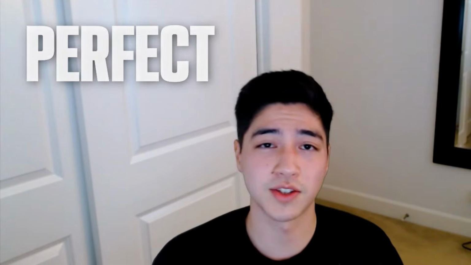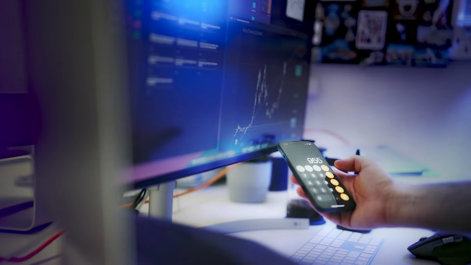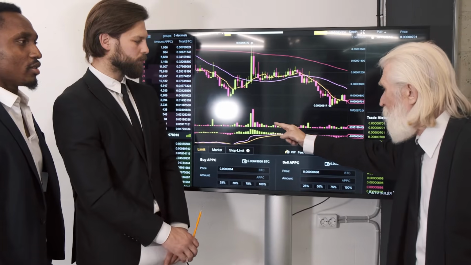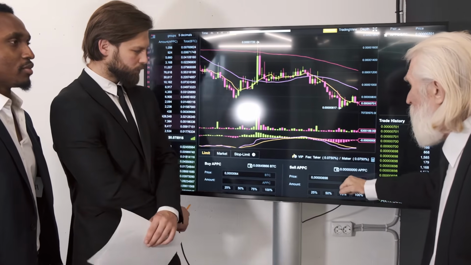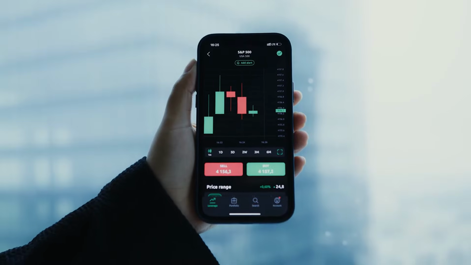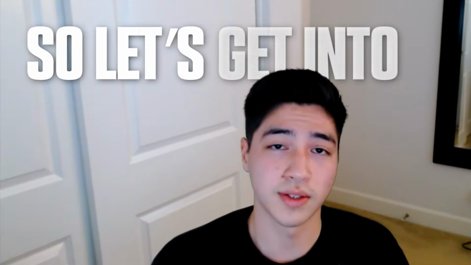I'm not saying it's a perfect strategy. I use my other strategy along with footprint, but it helps me with timing the right entry for a reversal. And after using this model for identifying the reversal, it's helped me avoid plenty of bad trades where in the past, looking at normal candlesticks, I probably would have taken that trade and gotten stopped out. So let's get into it.